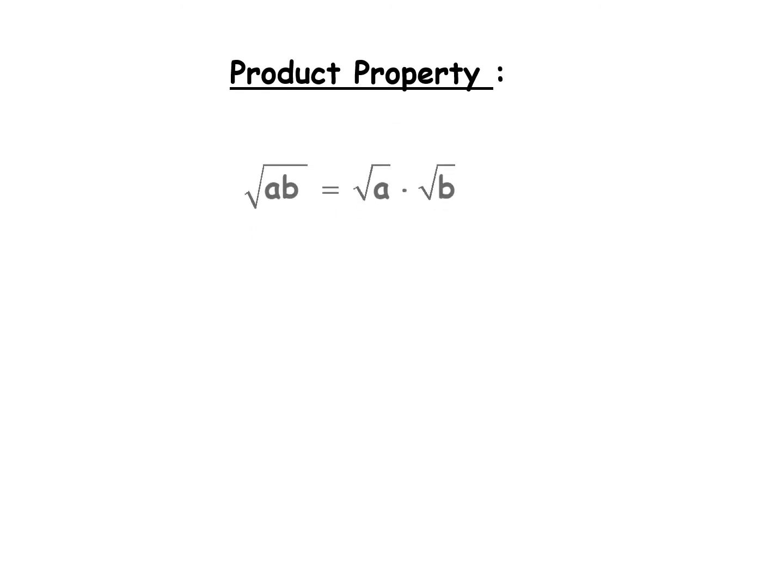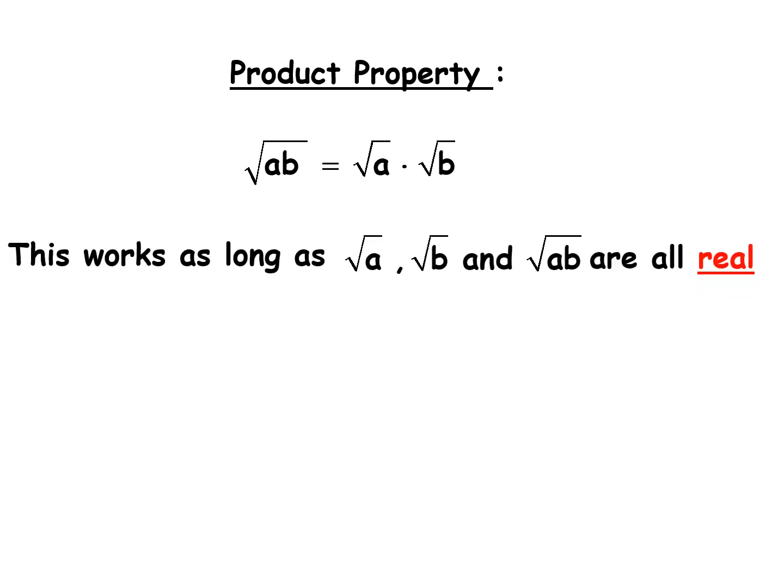So the product property rule says that if I have a product underneath a radical, I can break it up into 2 separate terms. And that works as long as they are real. And please keep this in mind, because in the next chapter we're going to talk about imaginary numbers, and then this will no longer be true. So remember, I said this is only true for real numbers.